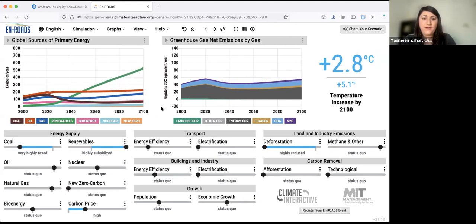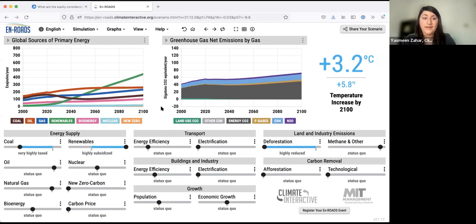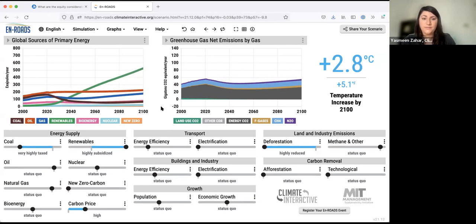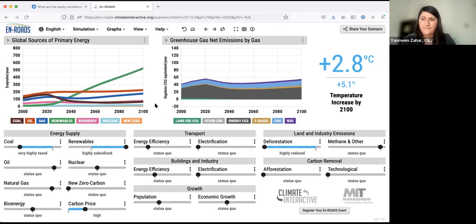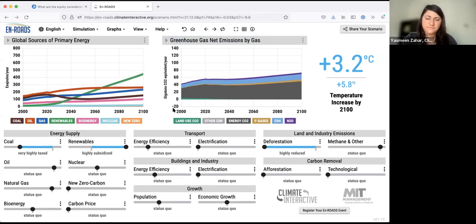So here we're seeing quite a big bump and quite a bit of change in both of our graphs. So we went from 3.2 degrees to 2.8 degrees. And so that's a pretty significant change and maybe one of the biggest that we've seen from all of the different actions that we've tested so far.